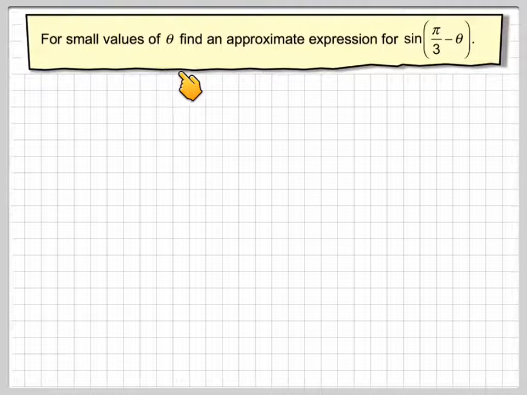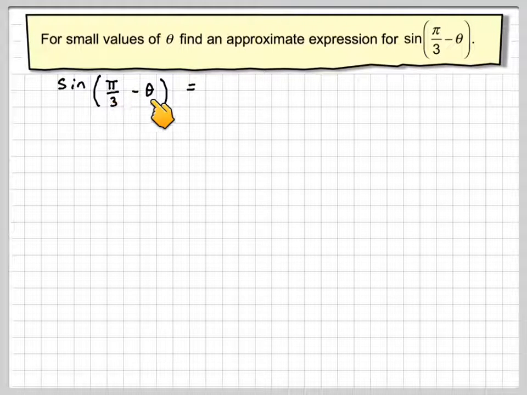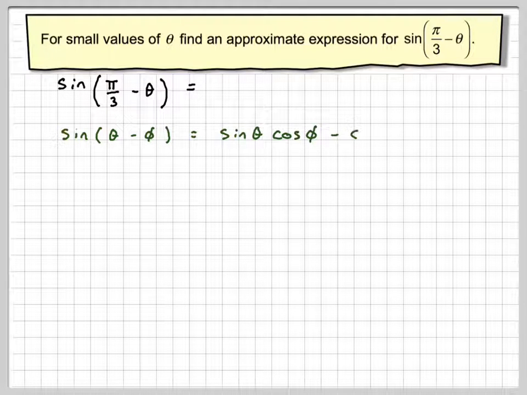For small values of theta, find an approximate expression for sine of pi by 3 minus theta. So we've got sine of pi by 3 minus theta. Immediately we should try to look for the compound angle formula, which is sine of theta minus phi. So we're going to let that be sine theta cos phi minus cos theta sine phi.